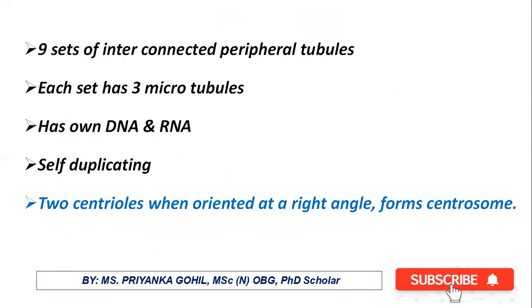Now these centrioles are made up of 9 sets of interconnected peripheral tubules, and each set has 3 microtubules which are arranged at a definite angle so they can make the shape of a cylinder. It has its own DNA and RNA, so it is self-duplicating. And 2 centrioles, when they are oriented at a right angle, form the centrosome.